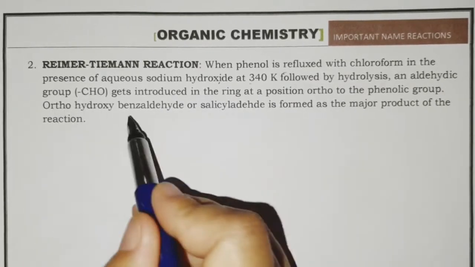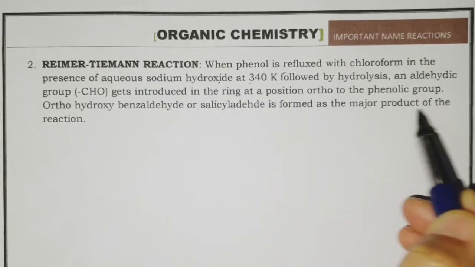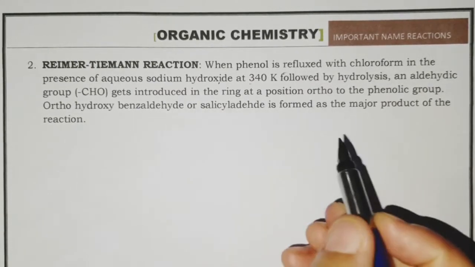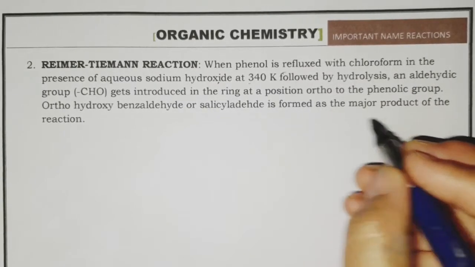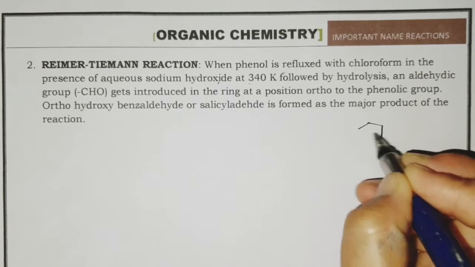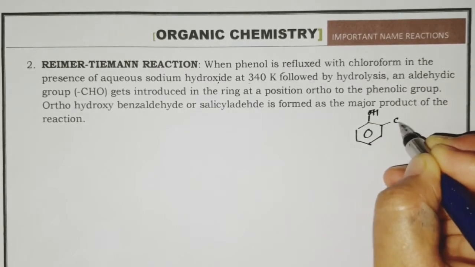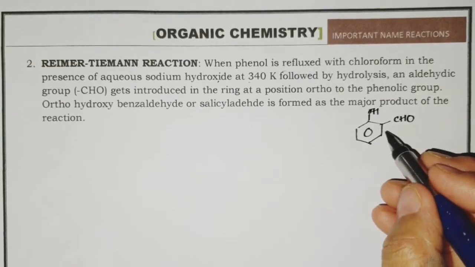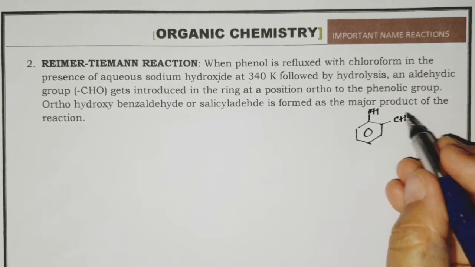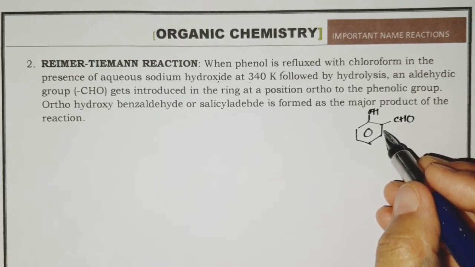Ortho-hydroxybenzaldehyde or salicylaldehyde is formed as the major product of the reaction. You know very well, we just discussed salicylaldehyde and salicylic acid. Now salicylaldehyde has OH, and at ortho you get CHO. So this is the formylation of phenol, we can call it. Your formyl group will add to the benzene ring.